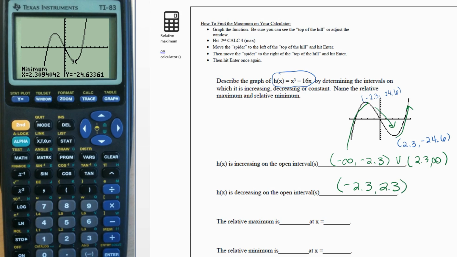Okay, let's look at our relative max. So here's our relative max. Remember, we say it is the y value. It is 24.6 at the x coordinate -2.3. And then our minimum is the lowest point, right here. And we say it is the y value, -24.6 at the x value 2.3.